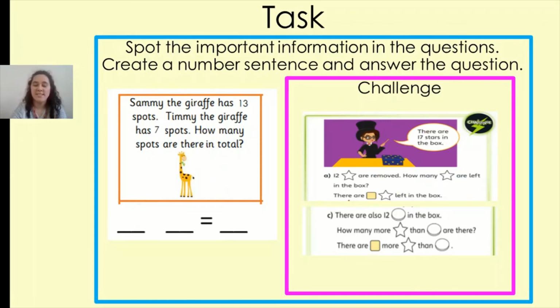Your challenge for today is to look at this question here. The girl has 17 stars in this blue box. 12 of the stars are removed, and you need to find out how many are left in the box now. Once you've done that, you can answer the next part of the question. Here it says, there are also 12 circles in the box. How many more stars are there than circles? See if you can work out those two questions.